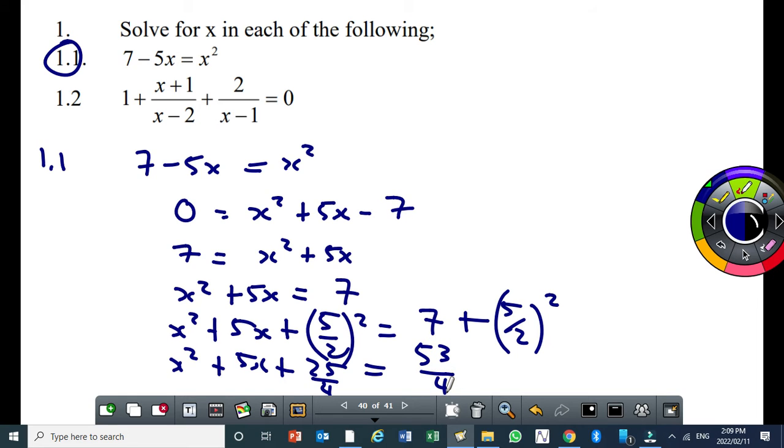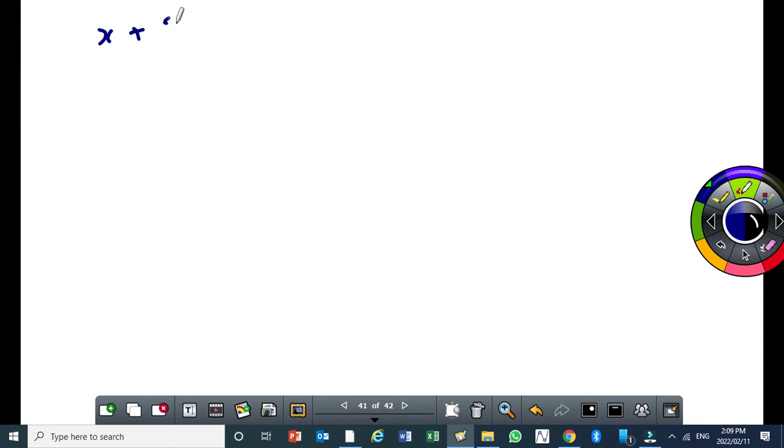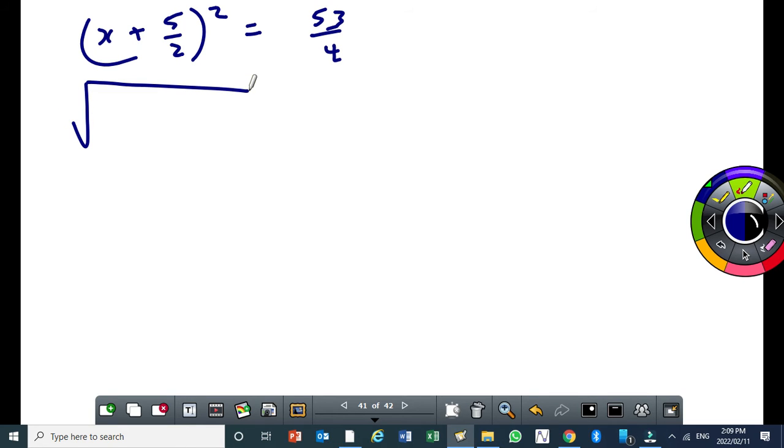Okay, then the trinomial which is on the left can be factorized. As I told you yesterday, your binomial factor is going to have half of the coefficient of x always. Since there is a plus here, it means our binomial factor is going to have a plus between the two terms. So this will become x plus 5 over 2 squared is equal to 53 over 4. Then we take square root on both sides.